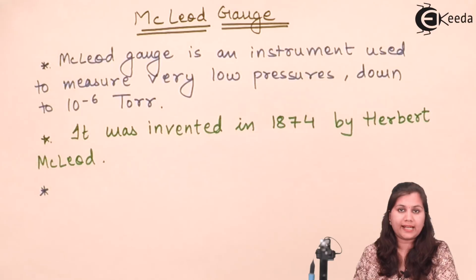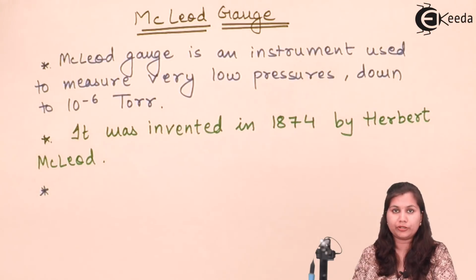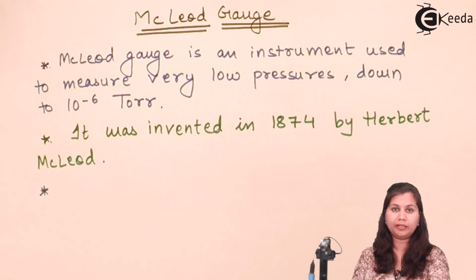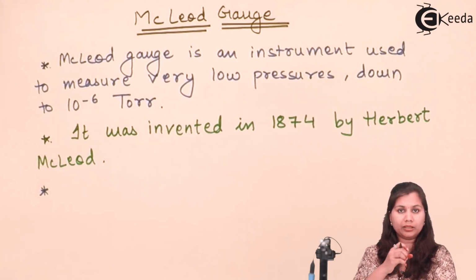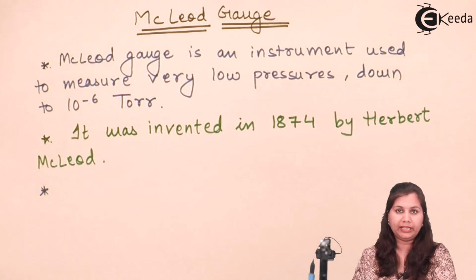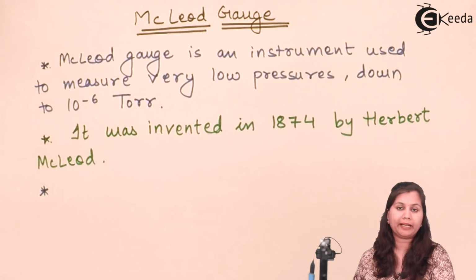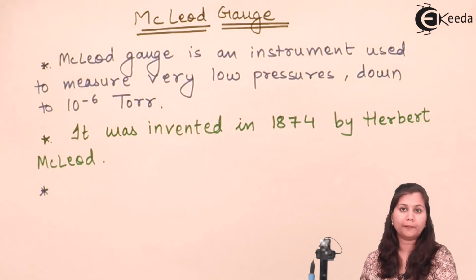Now if we see the design of the McLeod gauge, it is similar to the mercury manometer, which is the basic and the most common instrument which is used for the measurement of pressure. Just like the mercury manometer is having mercury in it, and the pressure measurements are done by seeing the changes in the mercury level, here also the McLeod gauge is filled with mercury.